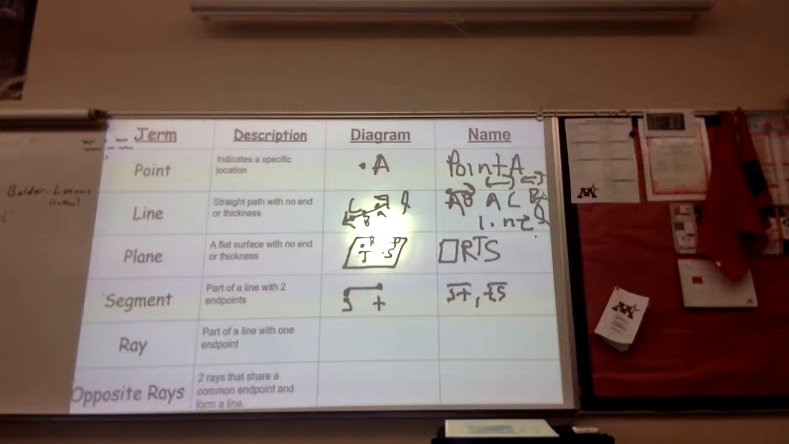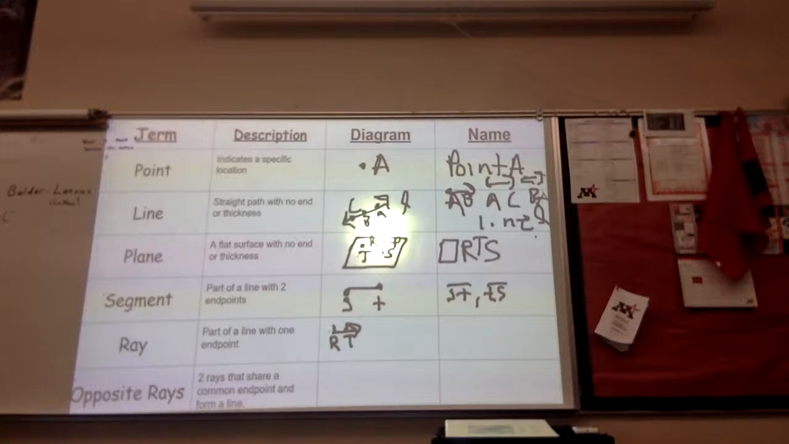So now a ray. A ray is a part of a line with 1 endpoint. So what's happening with a ray, we're going to use RT, and there's going to be 2 points on there. It just won't let me make the points. Let's make a dash. There we go. So that's our ray.